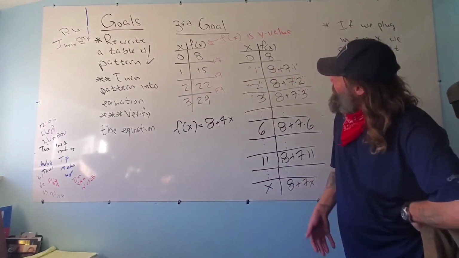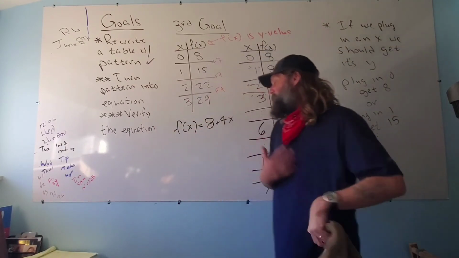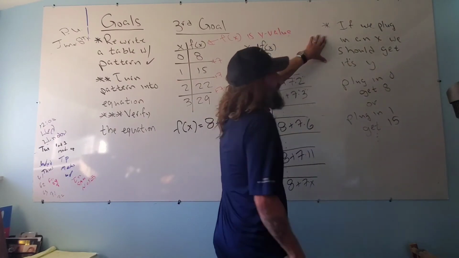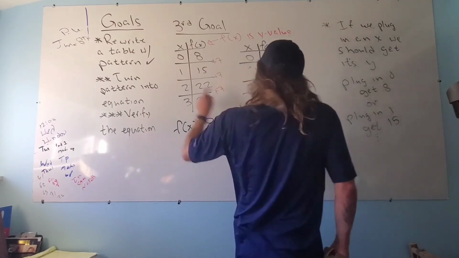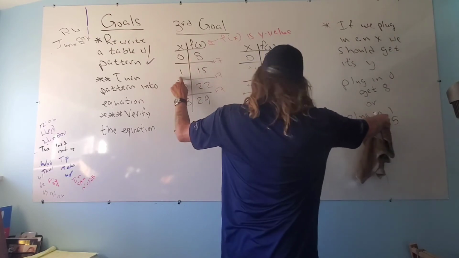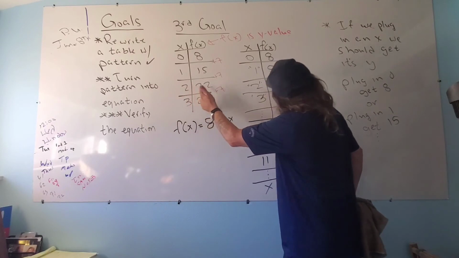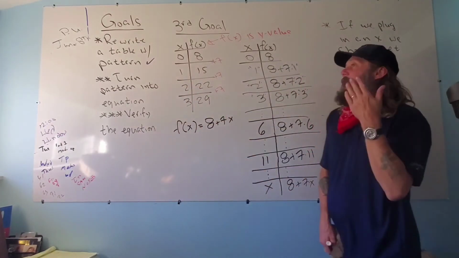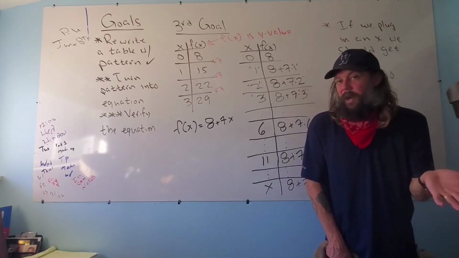But alright, so let's go ahead and move on to our third goal here. And our third goal is going to be verify the equation. And it's really easy to do. And so all I have right here is I have the steps that we need to do. If we plug in an x, we should get its y. Meaning that if I plug in 0, I should get its y, which is 8. If I plug in 1, I should get its y, which is 15, dot, dot, dot. If I plug in 2, I should get its y, which is 22. If I plug in 3, I should get its y, which is 29. If my equation is correct, that x should create its y.